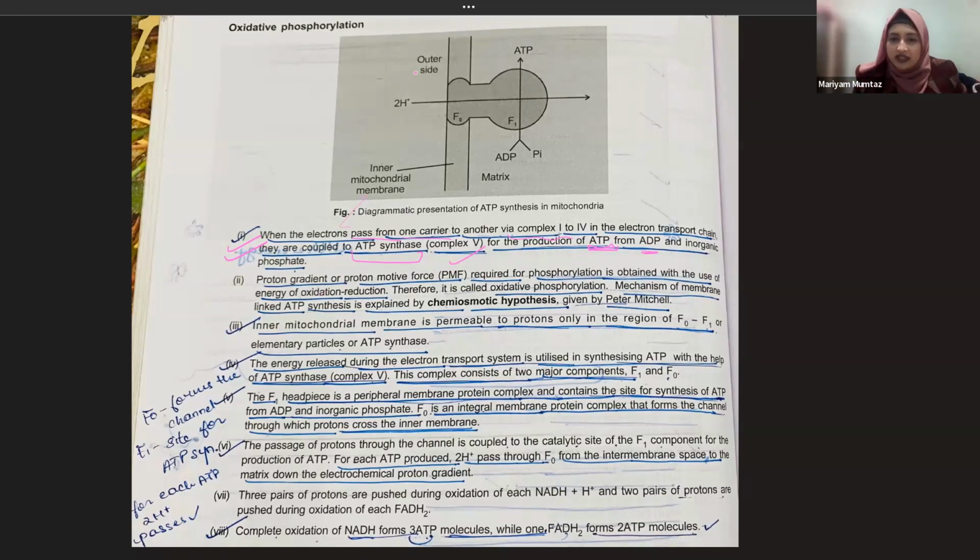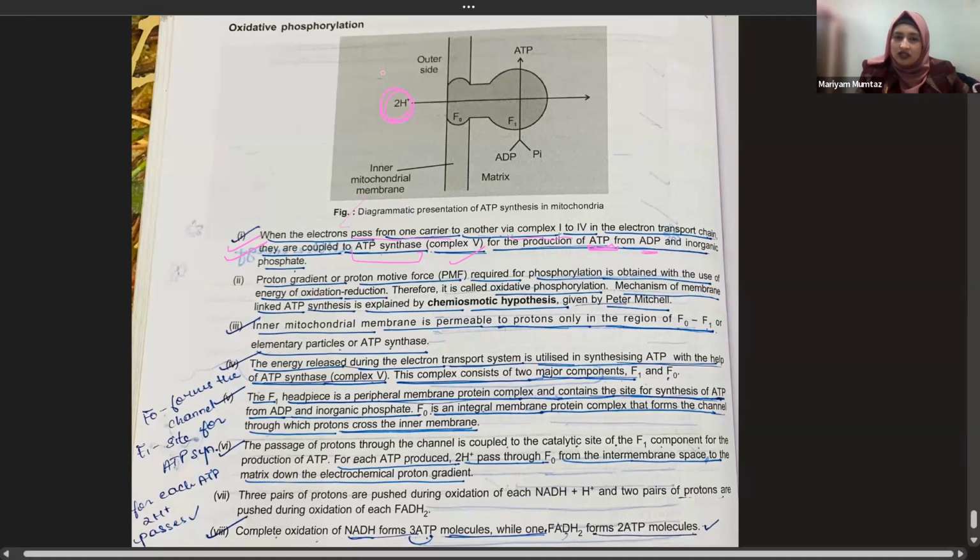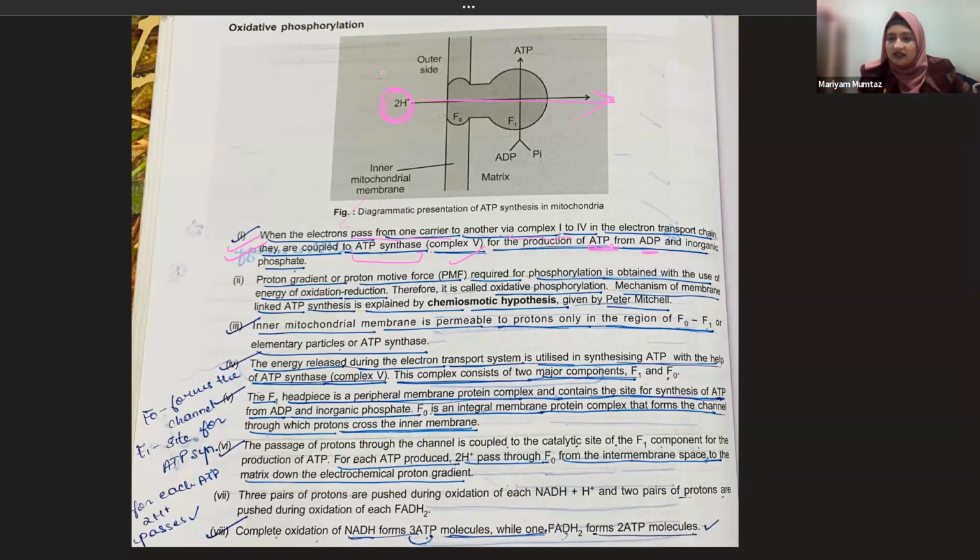Now, the proton gradient required for photophosphorylation is obtained with the use of energy of oxidation and reduction, and therefore it is known as oxidative phosphorylation. And this is the same thing which is explained by P. Mitchell through the chemiosmotic hypothesis. How the ATP is formed, look over the diagram here also. Here protons are accumulating and protons only are going through the ATP synthase, from F0 to F1, and then in that process only ATP is synthesized.